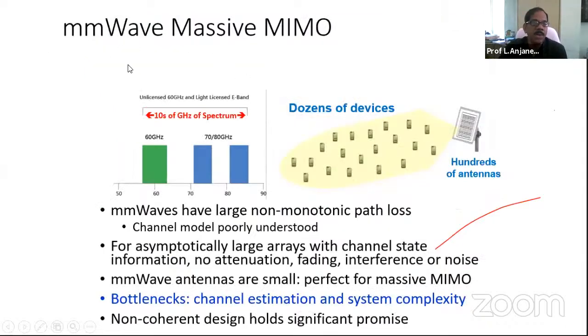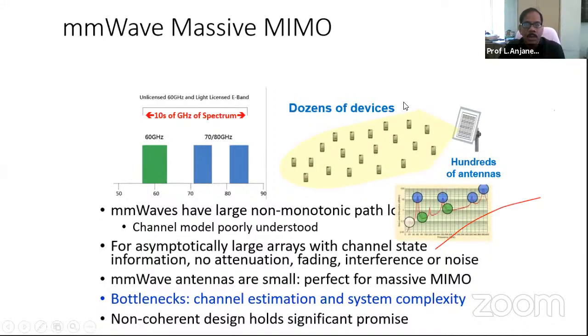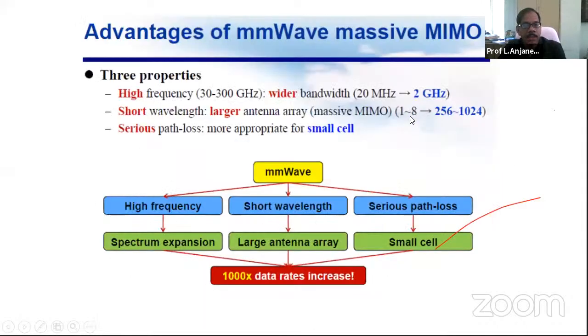So this is called millimeter wave massive MIMO technology. Dozens of devices are used. They will have large path loss, and millimeter wave antennas are small, perfect for massive MIMO. Of course, channel estimation and system complexity increases, but however, we can use them, no problem. Now these are the bands, and these are the three main properties of millimeter wave massive MIMO: high frequency, short wavelength, and of course serious path loss, but it has to be handled in a different way.